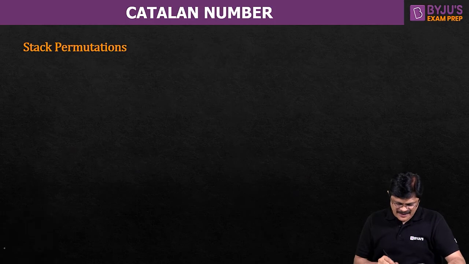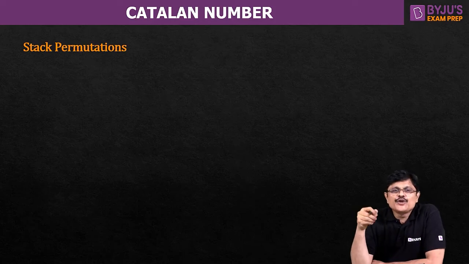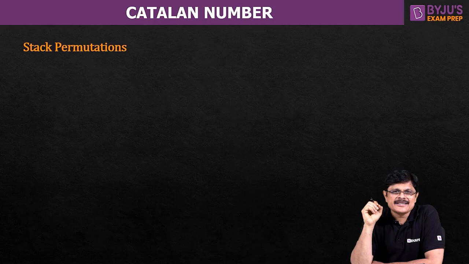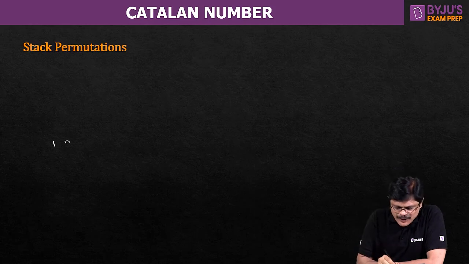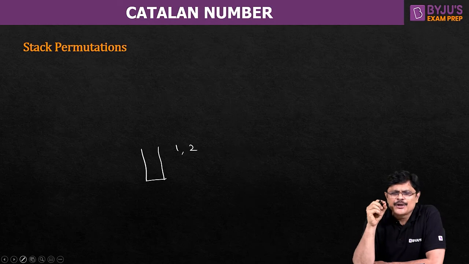The last one. Let us consider the last problem, that is stack permutation. That is, suppose I give you a sequence of numbers. Using a stack, what are the different permutations you can obtain for those sequence of numbers? For example, 1 and 2 are the two numbers and I am having a stack. Using a stack, you all know what is a stack? It is last in first out, LIFO structure.